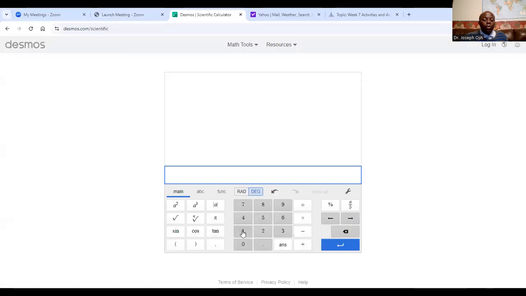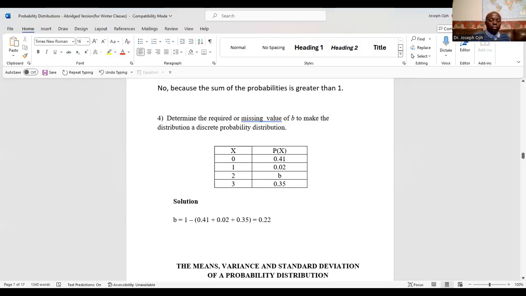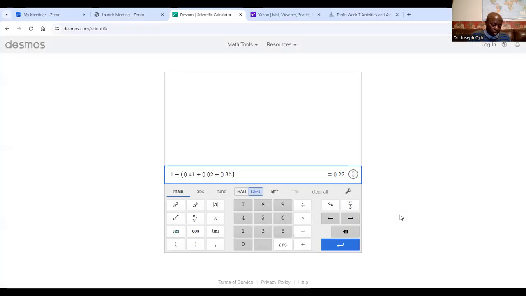Okay. 1 minus 0.41 plus 0.02 plus 0.35. Okay, it's 0.22. So you got B equals 0.22. That's what we got, I believe. Yeah, 0.22.